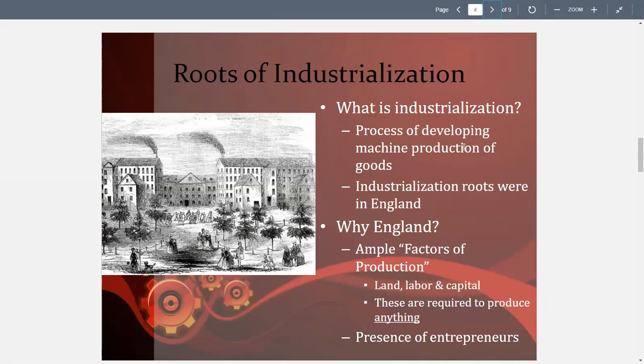Industrialization is simply the process of developing machine production of goods. So instead of things being created by hand, we're going to create machines to make those things for us. Industrialization starts in England, and England has a number of factors that allow for that, but basically they have the land, they have the labor, and they have the people that have the money to provide the capital to make all of these things happen. And so England is going to be the first place to industrialize.